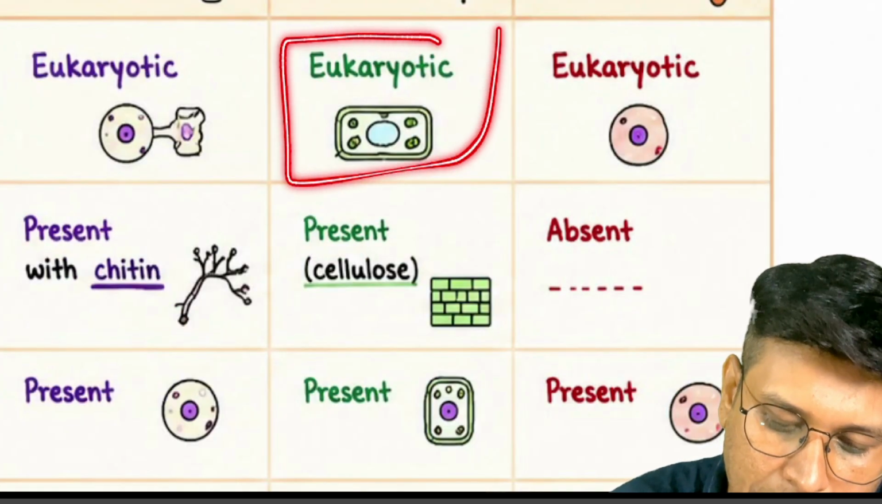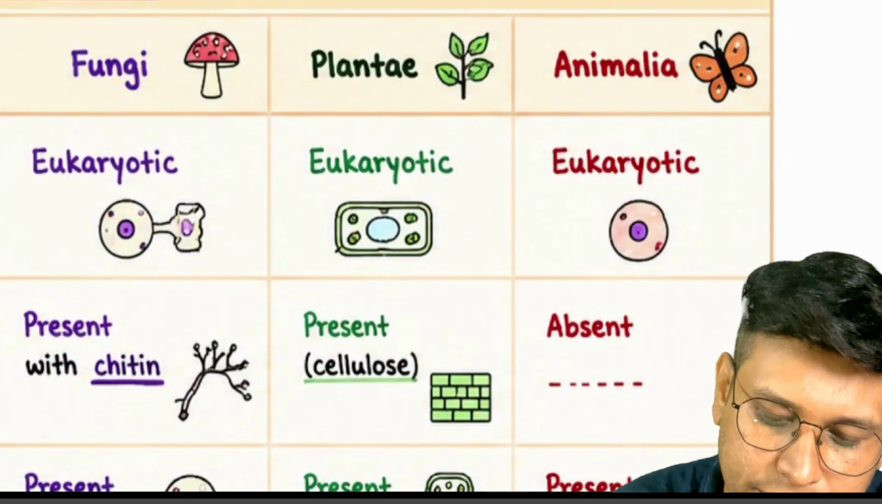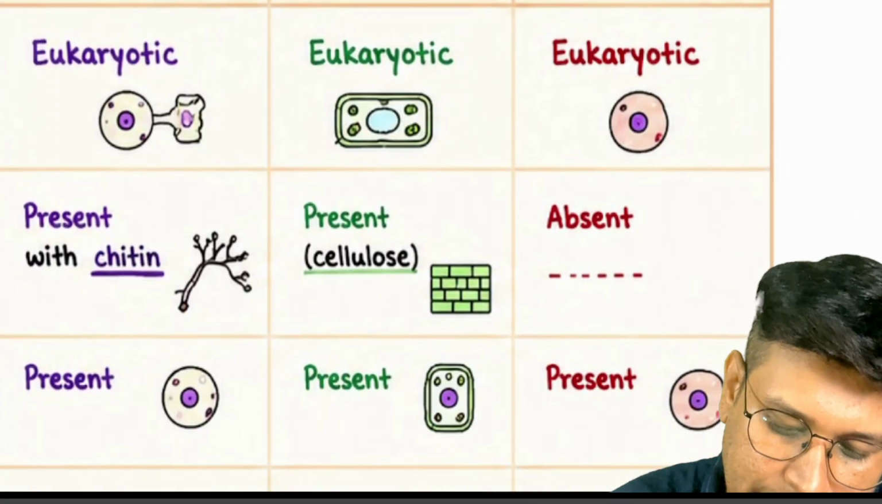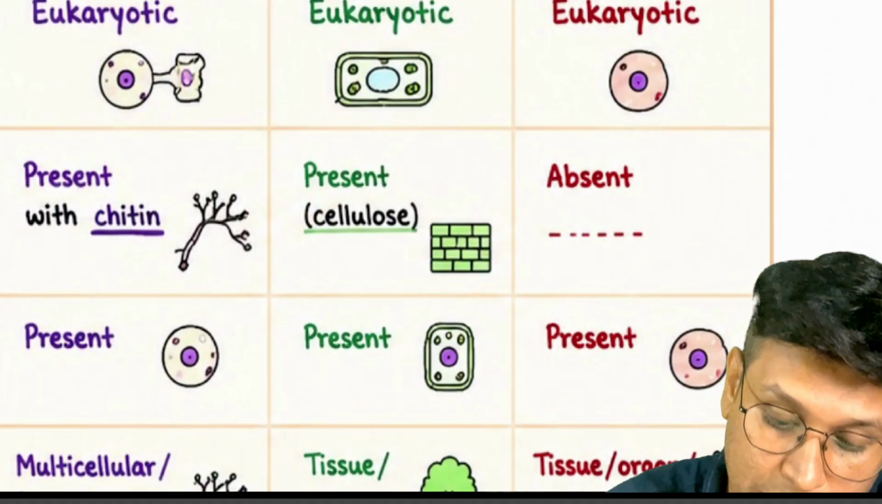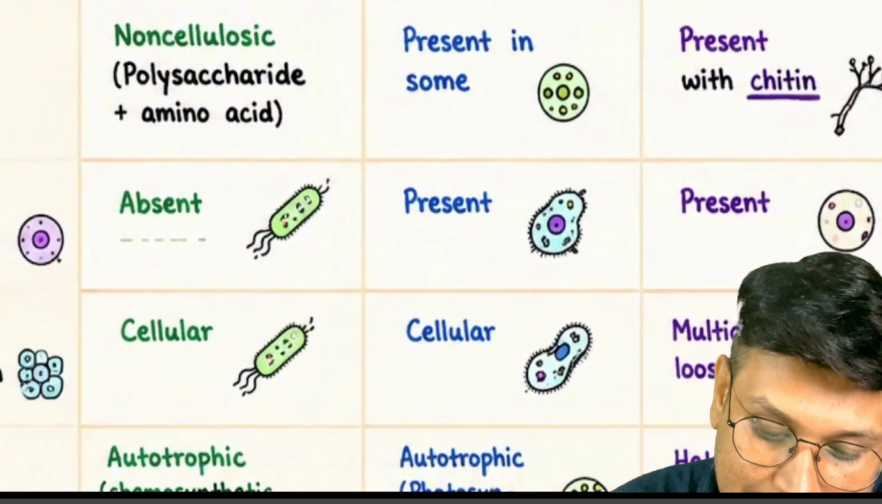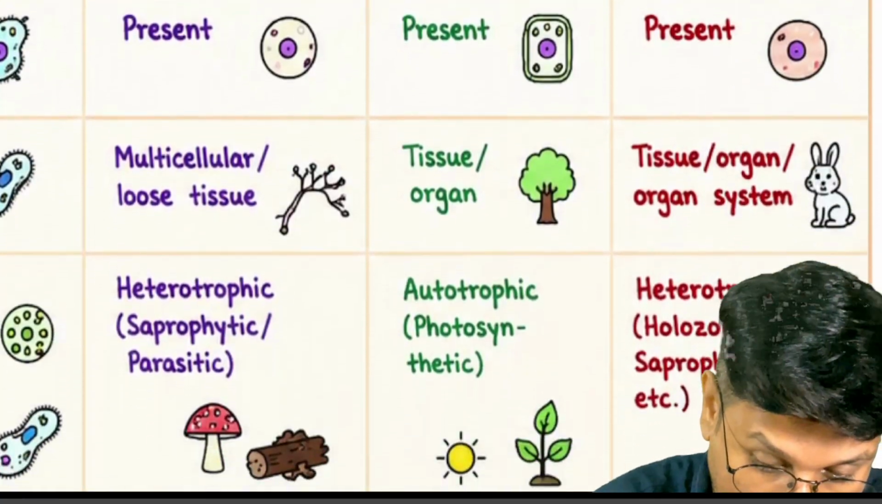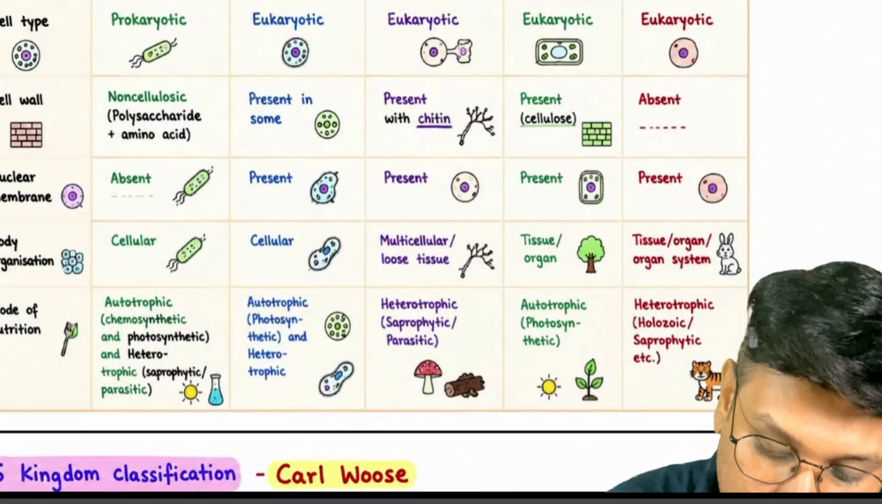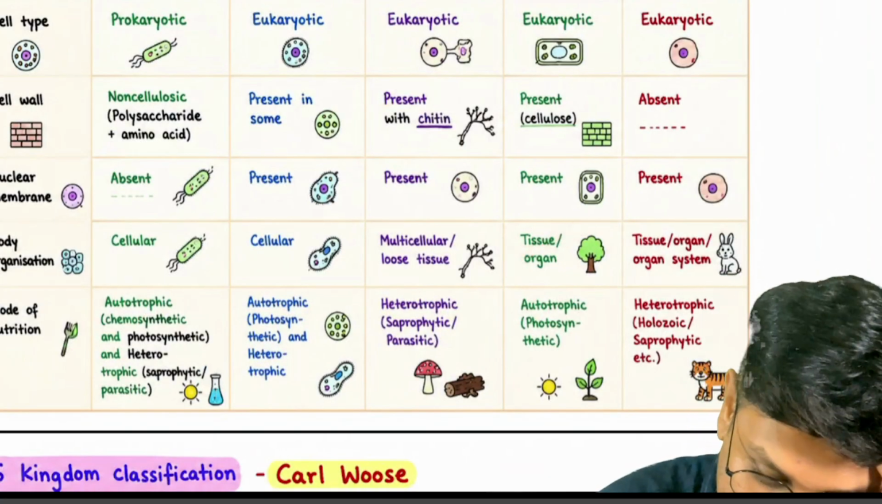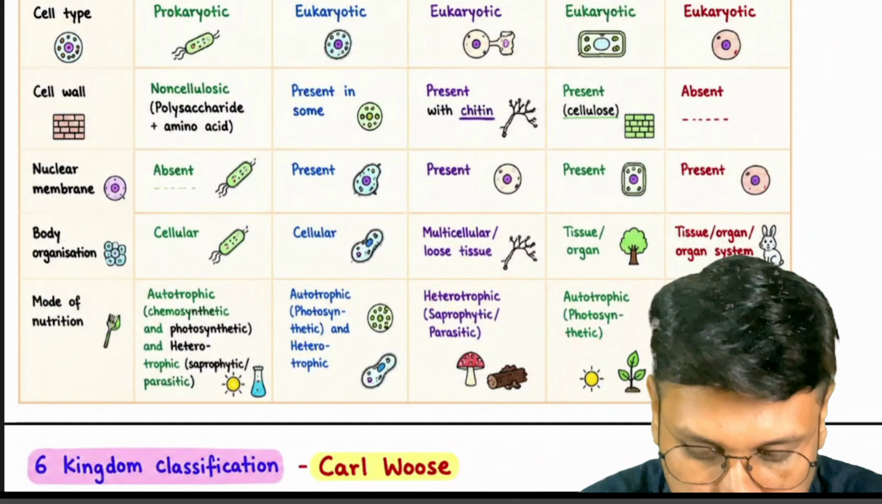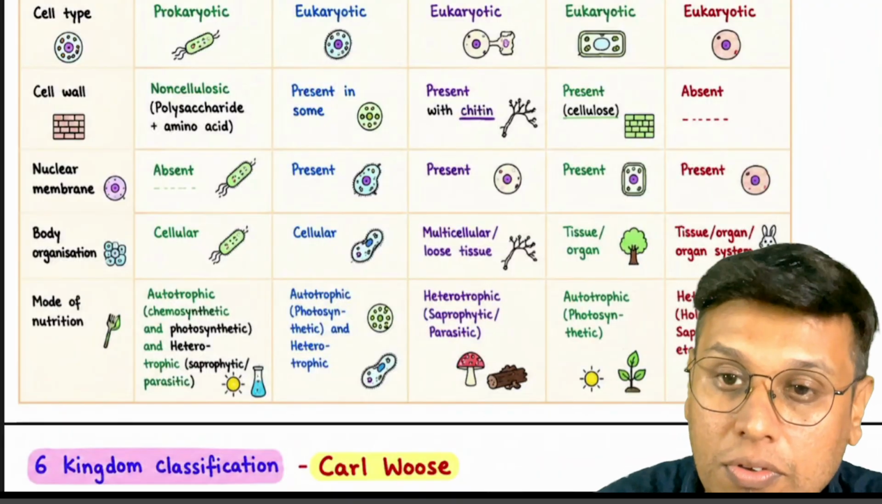Next, Plantae. Plantae are eukaryotic. Their cell wall is present. Cell wall is cellulose, and nuclear membrane is present. Tissue organization is present, and mode of nutrition is autotrophic, that is photosynthetic.